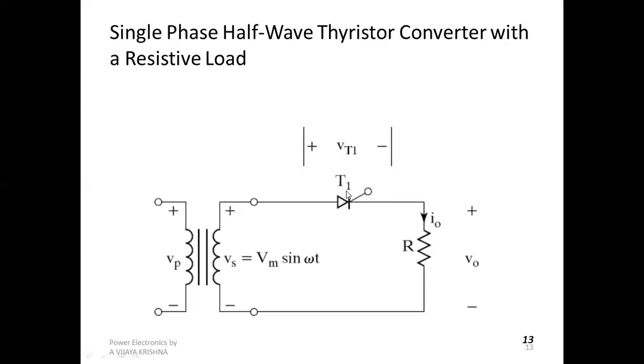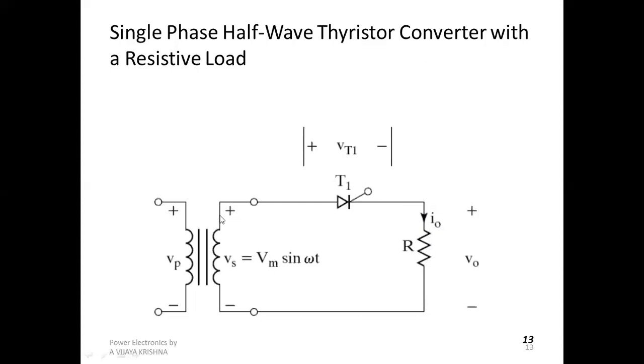Thyristor T1 has a voltage drop VT1 across it, the thyristor voltage. I0 is the load current towards the resistive load, and V0 is the load output voltage. This is the output current and output voltage across the resistor. Here, the secondary side voltage Vs is an AC voltage, Vm sin omega t, the instantaneous supply, where Vm is the maximum voltage.